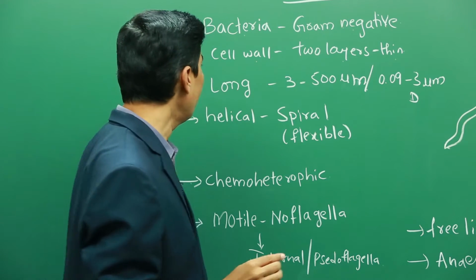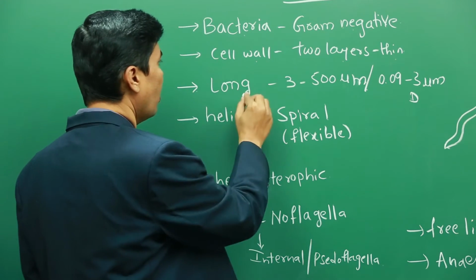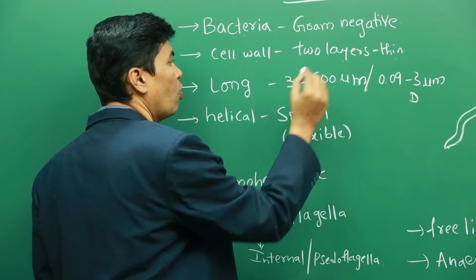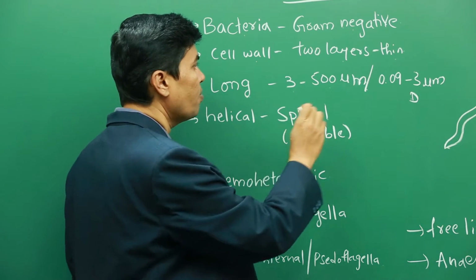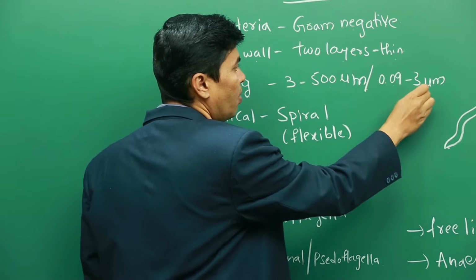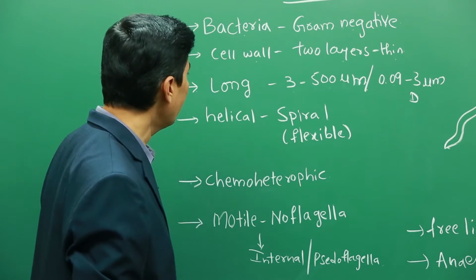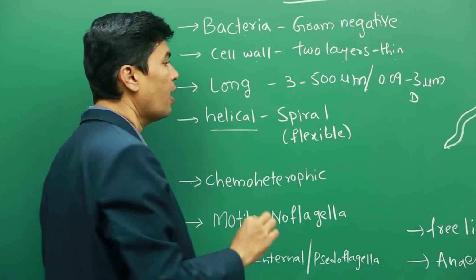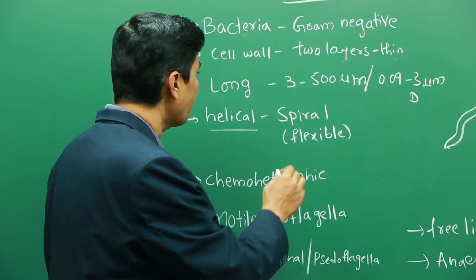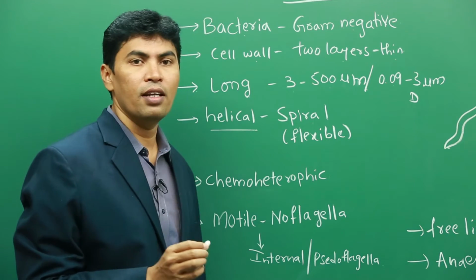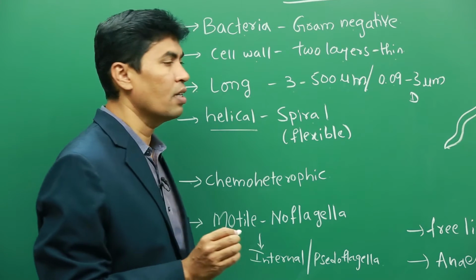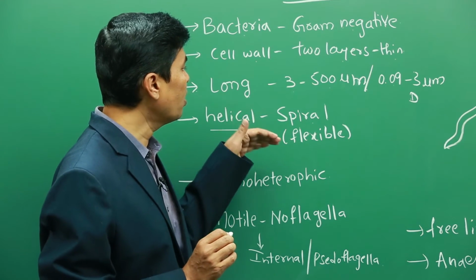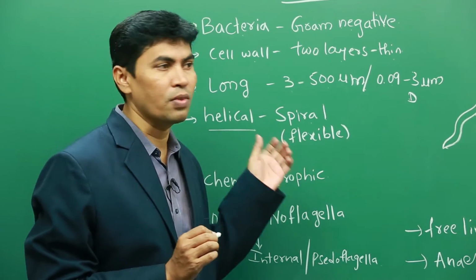Now this organism is a very long organism. Here you can see the length is somewhere from 3 microns to 500 micrometers, and the diameter of this organism is 0.09 to 3 micrometers. The special property of these spirochetes is that they are helically curved in shape. It's nothing but a spiral shape, and this particular morphology, the spiral shape, is the peculiar character of these spirochetes. In fact, the name has come from the morphological shape of this organism, spirochetes.